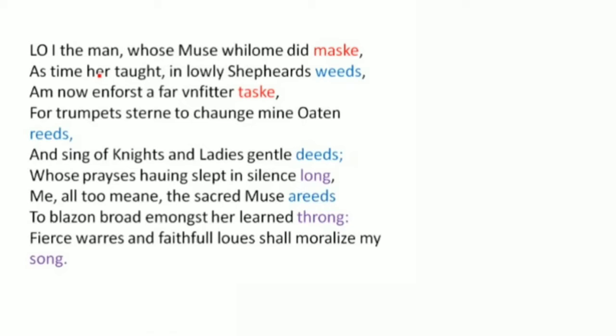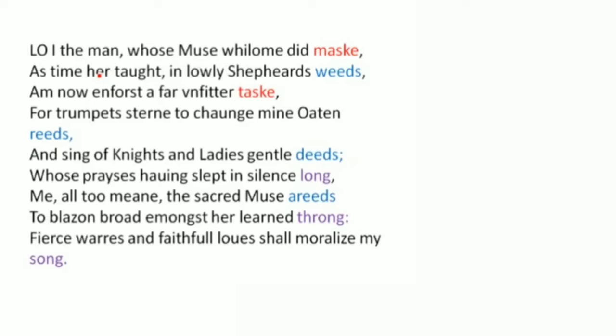Similarly, the next is reeds. Now weeds and reeds, that rhymes together, so this should be B. So far the rhyme scheme is A, B, A, B. And that is why I have used these different colors also to refer to the similar sounds. Then we have deeds. Deeds once again rhymes with reeds, so again this should be B.